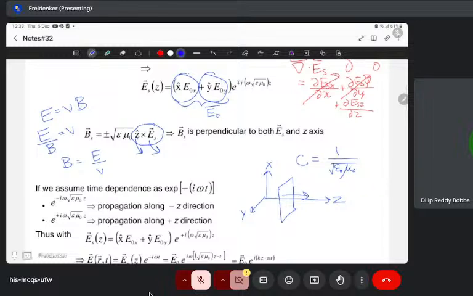Its magnitude is how much? Its magnitude is whatever is ES, and this is nothing but 1 by V. Yes, so that is simple, done. So BS is nothing but plus or minus, we'll see why plus or minus, 1 by V times ES, but the direction is different.